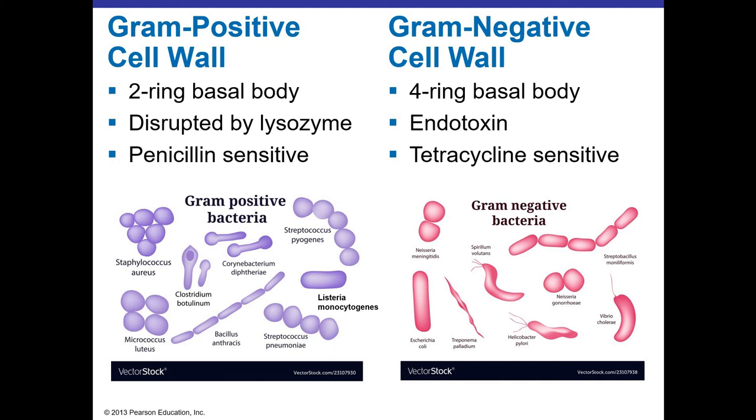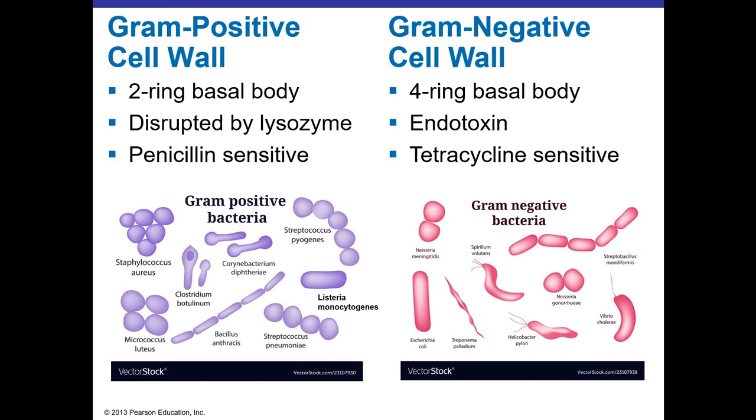The gram-negative cell wall, 4-ring basal body for its flagella that anchors it into the cell wall. It also, again, is toxic, so it is the endotoxin because it's part of the cell. And we use different antibiotics for gram-positives versus gram-negatives. So tetracycline is usually the treatment of choice for gram-negative cells.